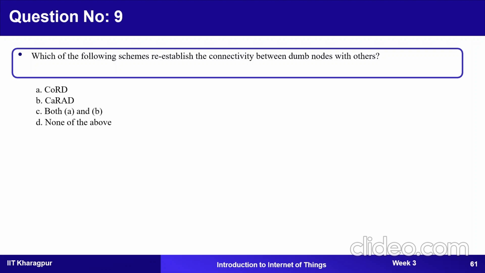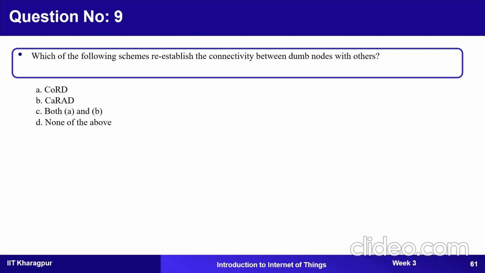So basically in your wireless sensor network there are various dumb nodes present. Dumb nodes means these nodes can sense the data, however they cannot transmit the sensed data due to some conditions. In order to improve the throughput or the performance of your network, it is required that these dumb nodes should be connected to your network and they should be able to exchange messages. So there is a need of re-establishment of connectivity between your dumb nodes and your other nodes.